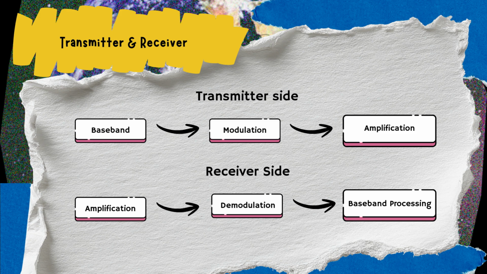On the receiver side, the received signal is usually weak and affected by noise. Therefore, it is first amplified to improve its strength. The signal is then demodulated to extract the original baseband information from the carrier. Finally, baseband processing is performed to recover and refine the original message before it is delivered to the user.